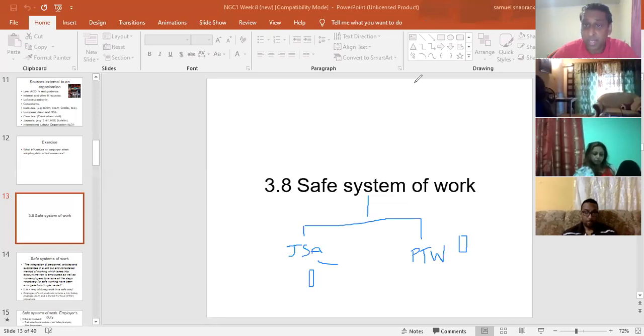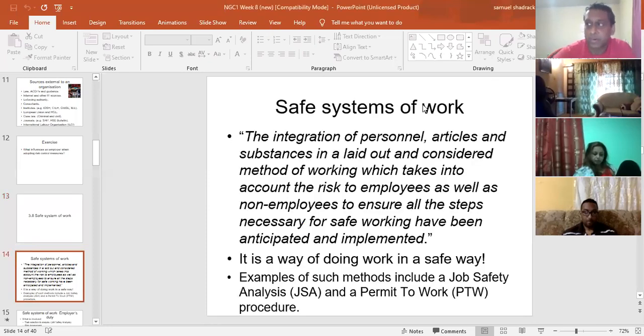Right? Hopefully you saw it. I have to clean it to be able to move on, right? So here we have a big definition for a safe system of work. So by chance, if they ask you that, it's right there.